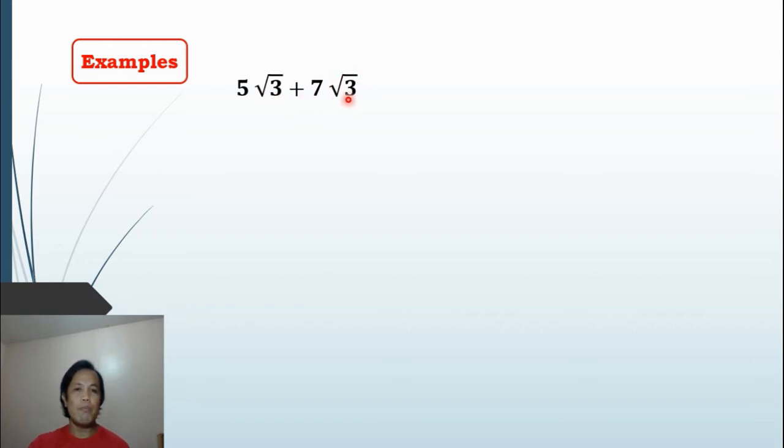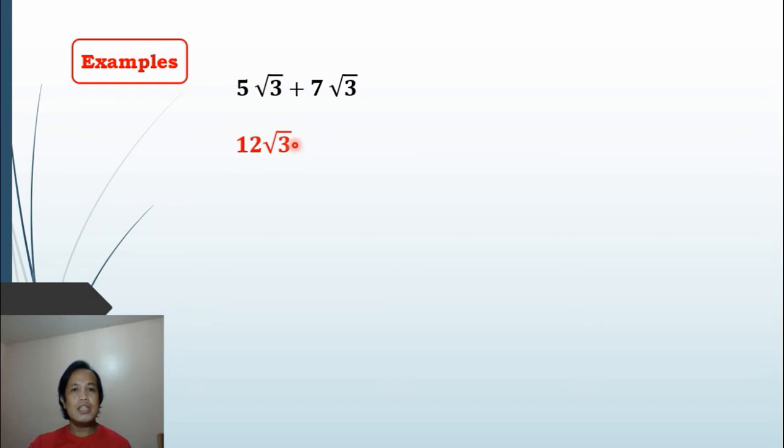If we are going to combine these two radicals by addition, we just simply combine or add the numerical coefficient. In this example, our numerical coefficient is 5 and here our numerical coefficient is 7. So what we need to do is just simply add the numerical coefficient. So 5 plus 7 is 12 and we just simply copy the common radical, which is the square root of 3. Remember, do not add or subtract the radicand. We just simply copy the radicals.